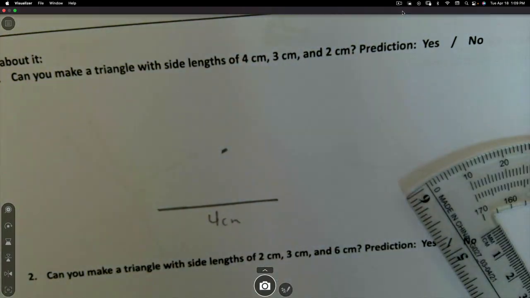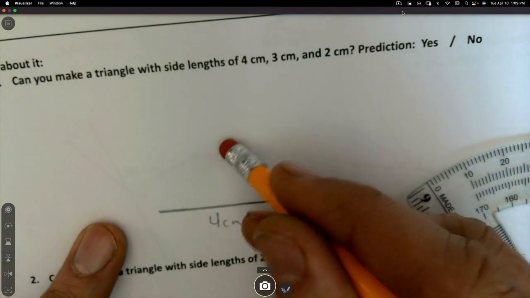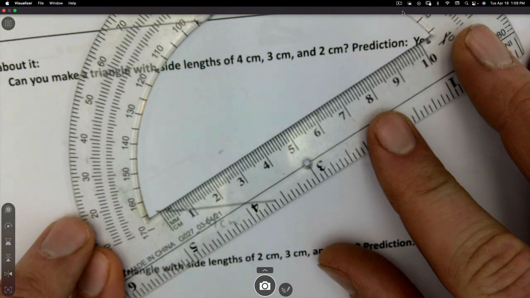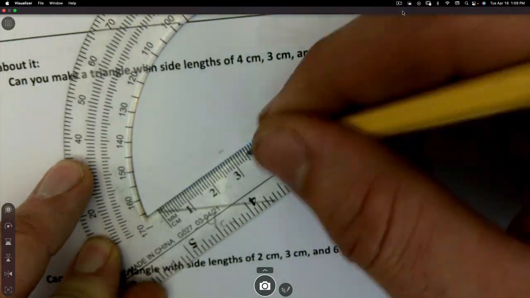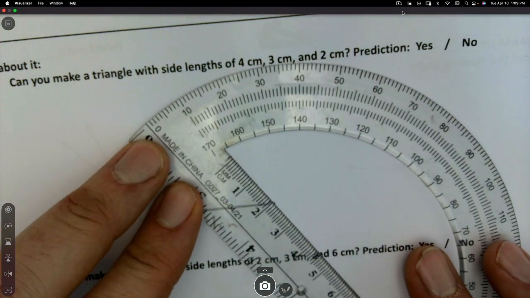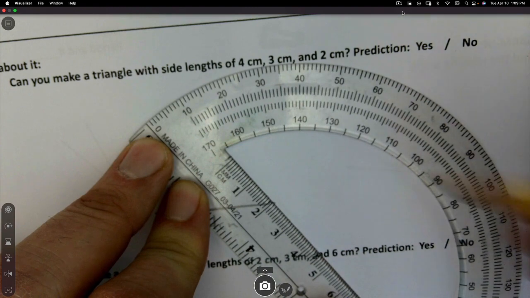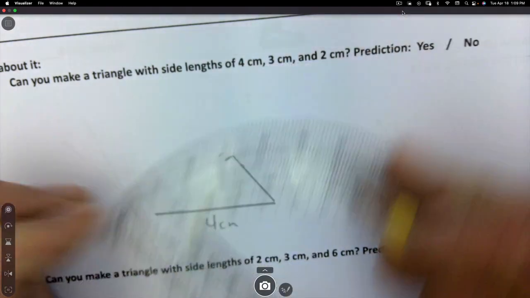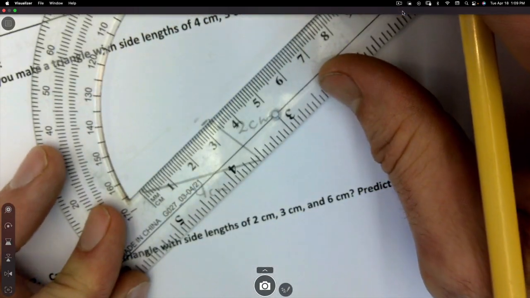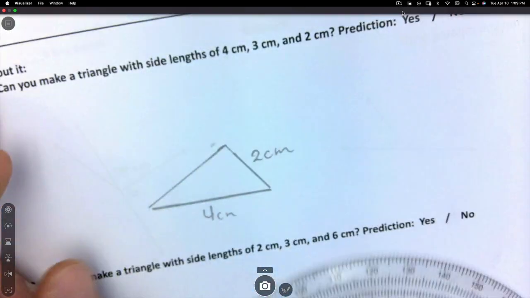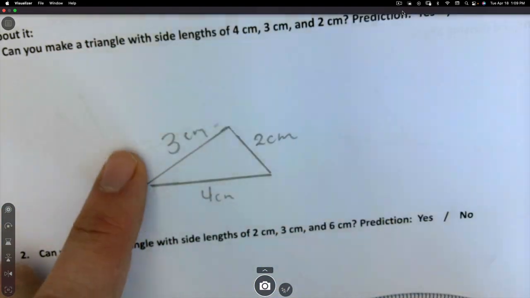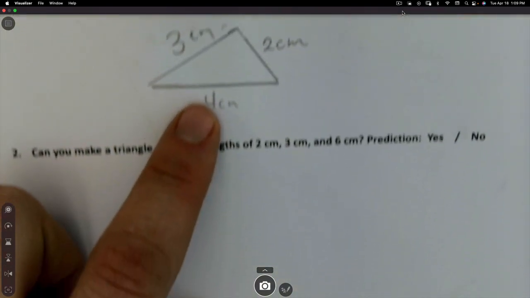So I'm going to erase and move it down a tiny bit. From there, I'm going to do the 3, but I'm going to go down slightly. Let's go right to here. Make another dot and double check that that dot is 2. Nice. I'm going to connect it now since I have 2 centimeter and 3 centimeter sides. You just made a triangle with 2, 3, and 4.